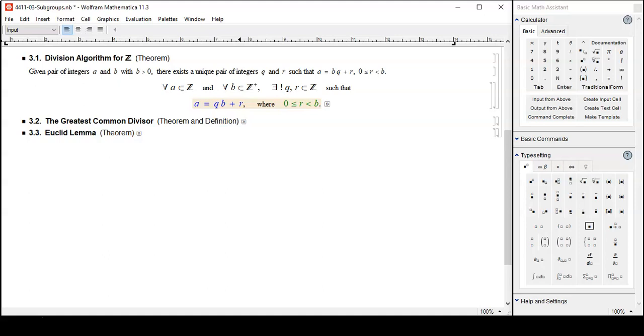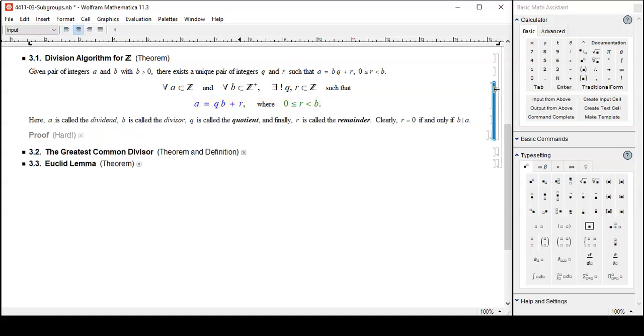Do you remember what those q and r are called? They are called the quotient and remainder respectively. A is called the dividend, b the divisor, q the quotient, and r the remainder. And r is equal to 0 if and only if b divides a. Well, that proof is left to the students. It's not too bad. Let's focus our attention on the proof of this conclusion.